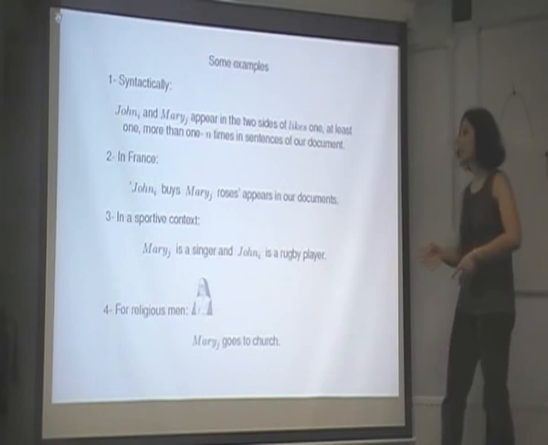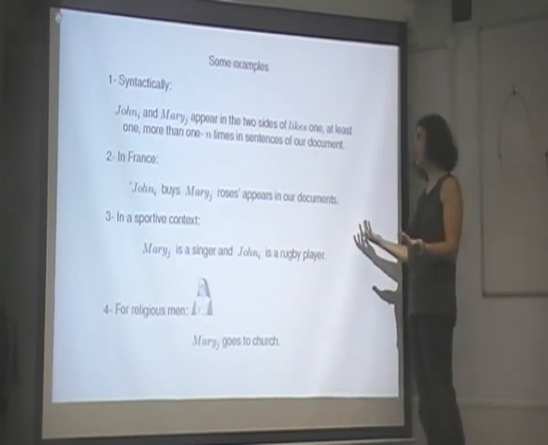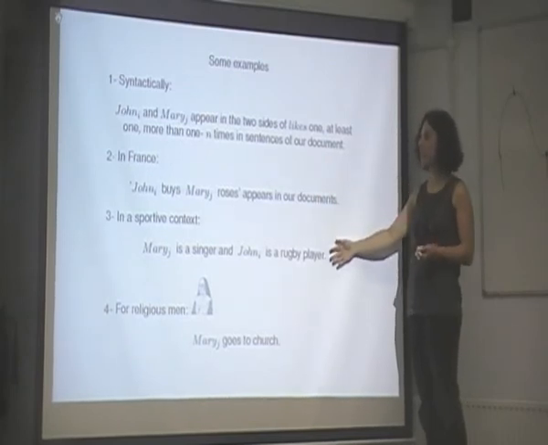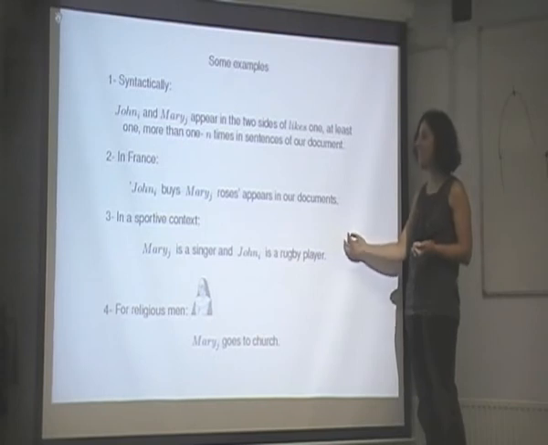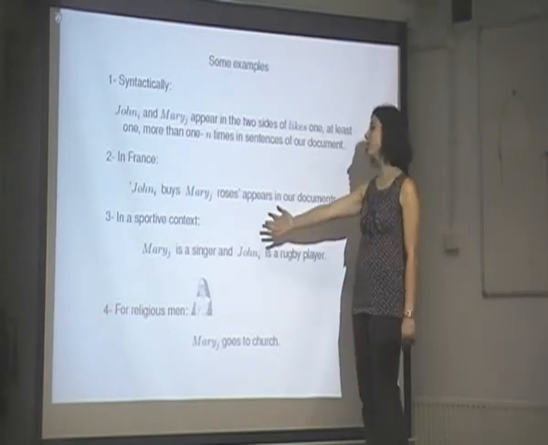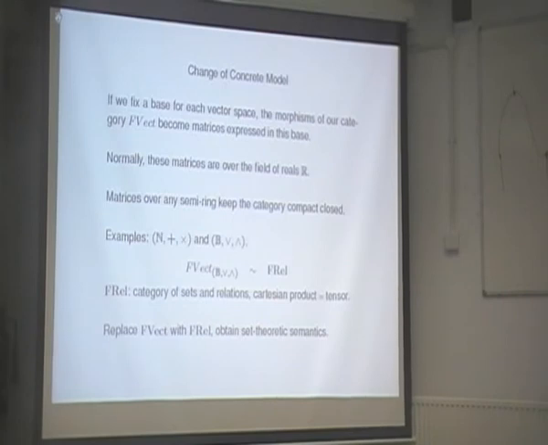And that's a more silly thing, because phrases can actually be derived. If in your text, instead of looking for John likes Mary, you look for John buys Mary roses. And in the Scottish context, I guess in England, all singers like rugby players. So if in your text you see that the sentence Mary_j is a singer is there, and John_i is a rugby player isn't there, you can say John_i likes Mary. And if you're religious, all religious men like nuns, I suppose. So they all like Mary_j, who goes to church. So this is just some silly examples.